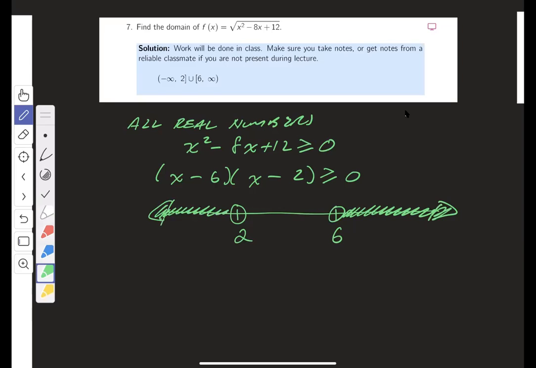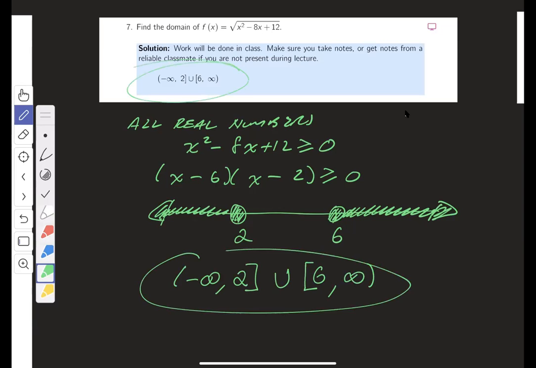What else gets shaded in? Is it ever equal to 0? Well, if you plug in 2, you get 0, and if you plug in 6, you get 0. So now I know the domain. I'm going to write the domain down for you as an interval. The interval is going to be from minus infinity up to 2, on the right, inclusive, union, it starts at 6 on the left, inclusive, and goes off to infinity. All right, that answer's there.